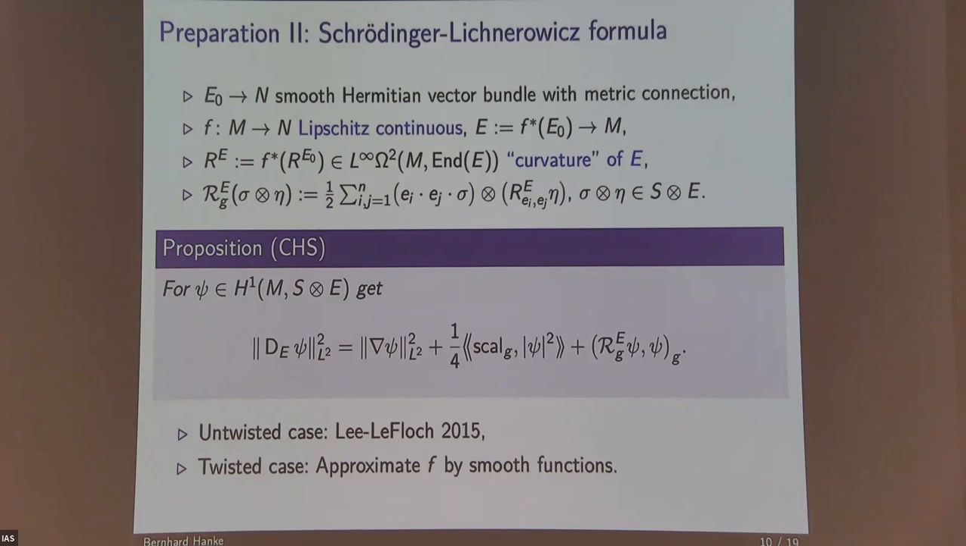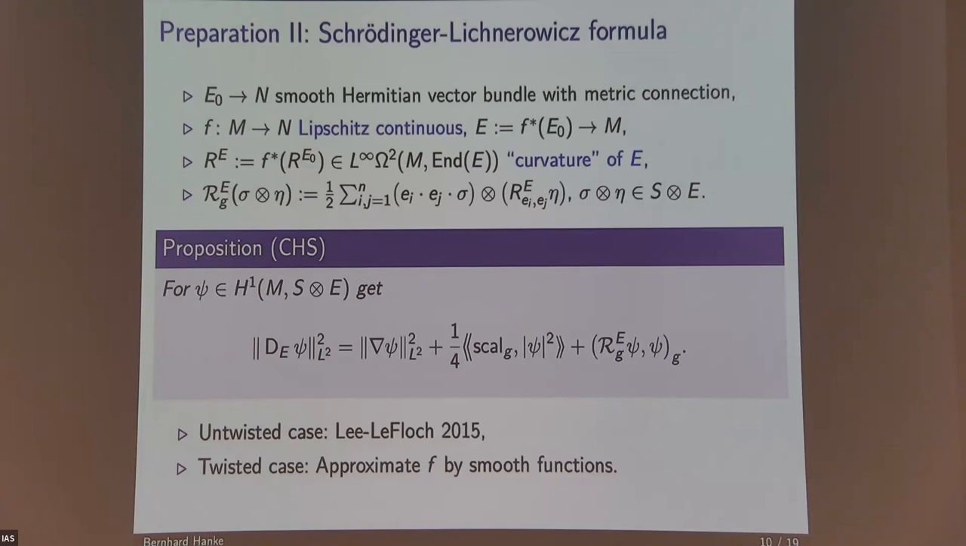So let me state it here in the version that we need. Namely, let's start with a smooth Hermitian vector bundle with metric connection on some manifold N. I take a Lipschitz continuous map from a given manifold M to N. For example, this could be the n-sphere. And I take the pullback bundle under this map, the pullback bundle E on M. This is just a Lipschitz bundle.